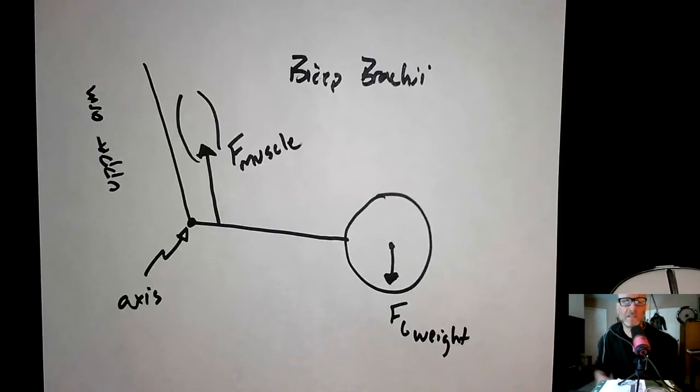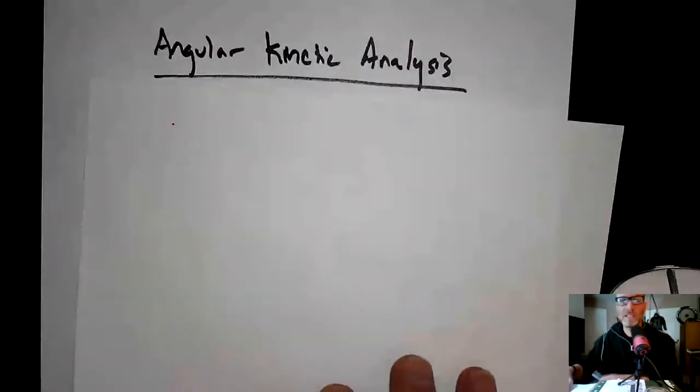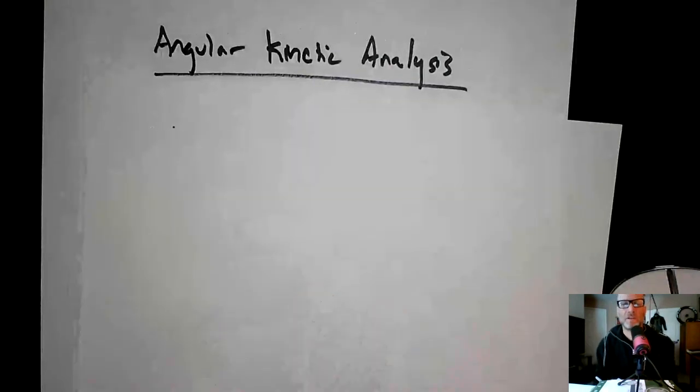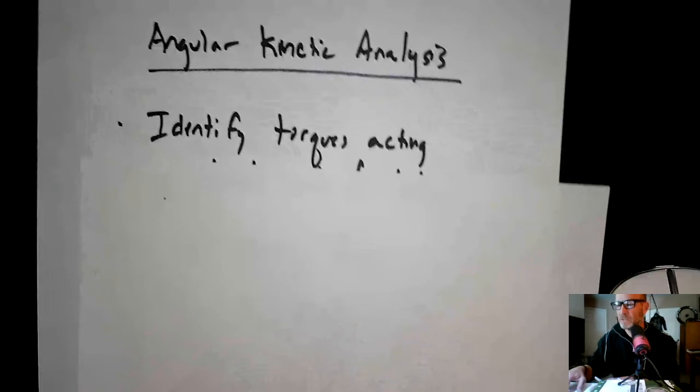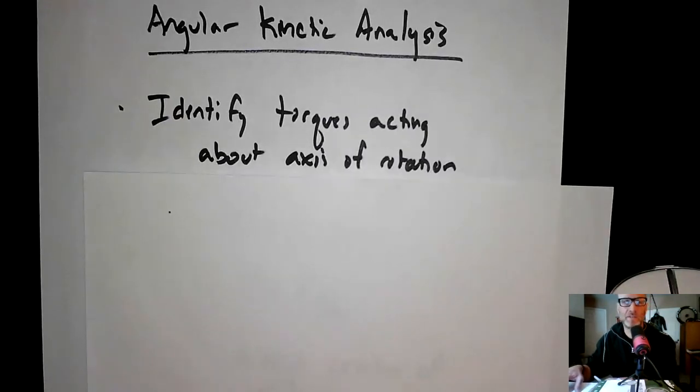So we want to do an angular kinetic analysis, and if you remember from a previous video, I introduced the steps for an angular kinetic analysis, and this is how we're going to do it. Anytime we are looking at joint moments and joint torques and trying to understand what's happening, we'll do this process. The first step is we want to identify the torques acting about the axis of rotation. In this case, we're dealing with elbow flexion, so we're dealing with the elbow joint, and we're looking at torques that would tend to rotate the forearm around the upper arm, or around the elbow.